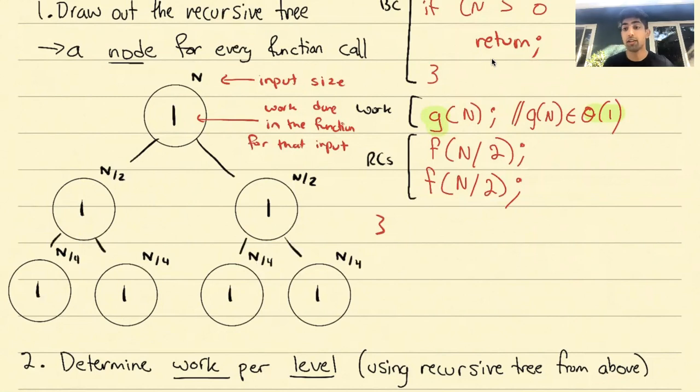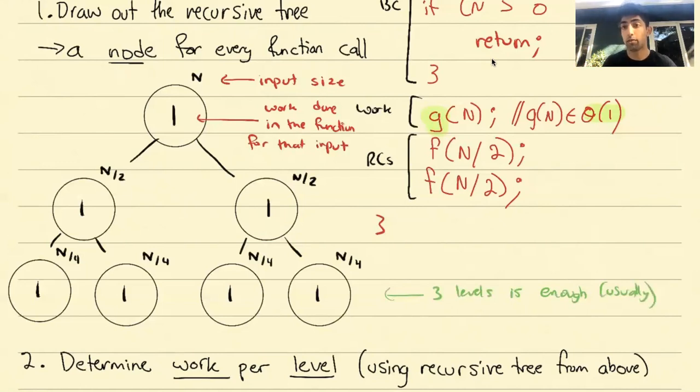So this is the recursive tree that we see develop. I only recommend drawing around 3 levels of this tree. 3 levels is usually enough, because it gives us the pattern of what's happening.